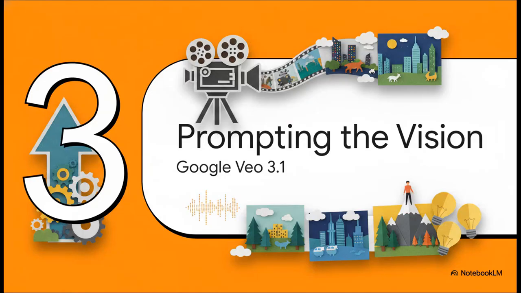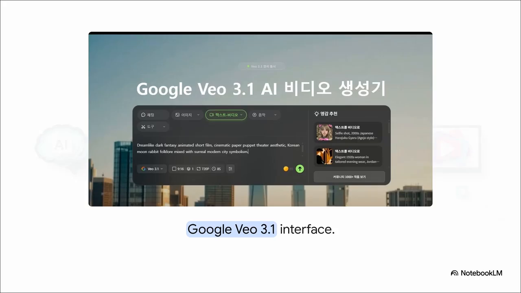Next up, step 3. Prompting the vision. So stepping into the Google Veo 3.1 interface, you're seeing the exact prompt used to generate the Happy Nightmare visuals. And here's the golden rule. If you want to communicate complex visual ideas to an AI model, you cannot afford to be vague. You can't just cross your fingers and hope. You really need a formula.